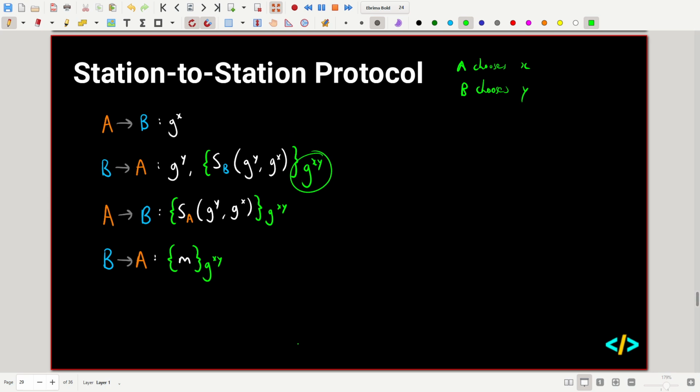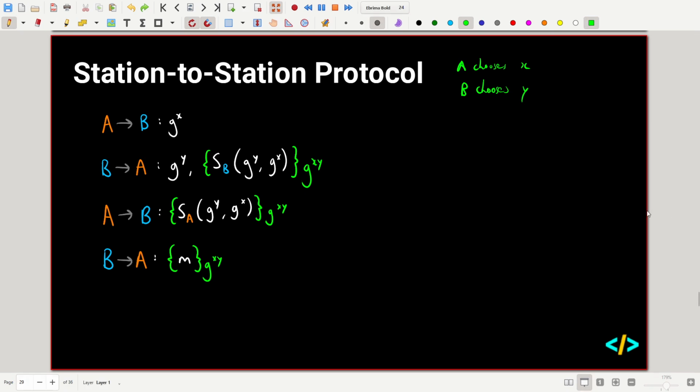Now, this is only derivable from someone who knows either this and Y, or this and X. So this is only derivable from A or B, given the discrete log problem is computationally hard. So that means only A and B can decrypt what's here. So A sends G to the X to B, B sends G to the Y to A, and also sends this payload. So what is this payload containing? What does this notation mean? Can anyone say in chat?